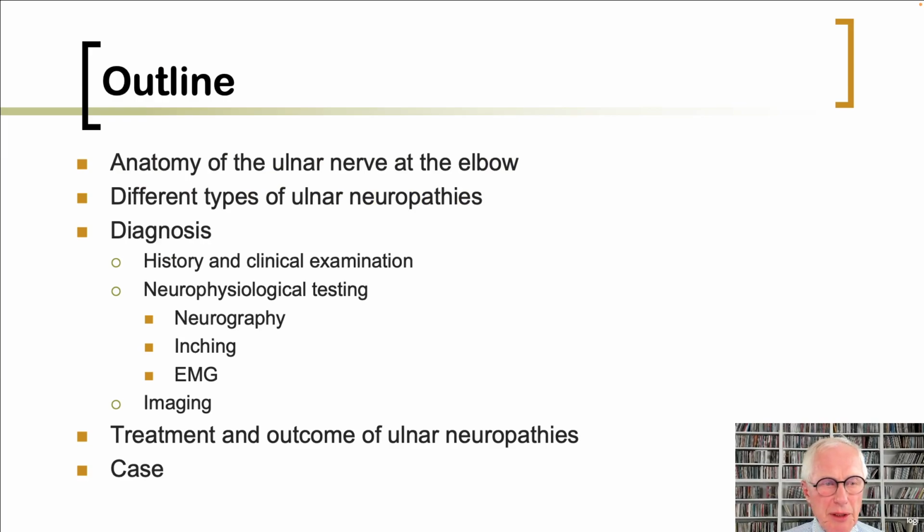I will start with the anatomy, in particular at the elbow, and discuss the different types of ulnar neuropathies we see at the elbow. How do we go about diagnosing them? Various methods we can use: the history, clinical findings, electrophysiology, imaging. And finally, I will talk a little bit about the treatment and the outcome of the neuropathies, and at the end there will be a typical patient case.